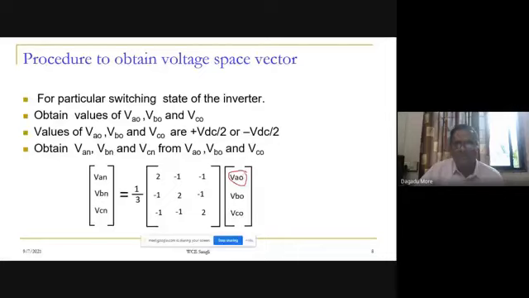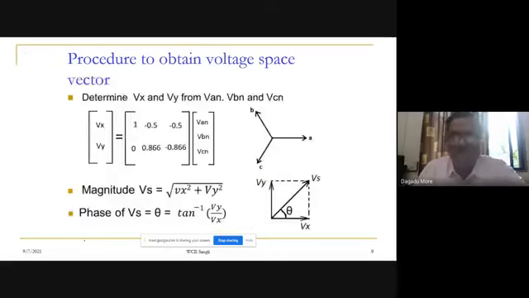VAO has three values: plus VDC by 2, minus VDC by 2, and 0. Similarly, VBO has three different values, and VCO will have three different values. Once you know this, so many combinations are possible. Once you know these specific levels of VAO, VBO, VCO, we find out VAN, VBN, VCN using this matrix. Once we know VAN, VBN, VCN, we can find out Vx and Vy. And once we find out Vx and Vy, we can find out the switching space vector.